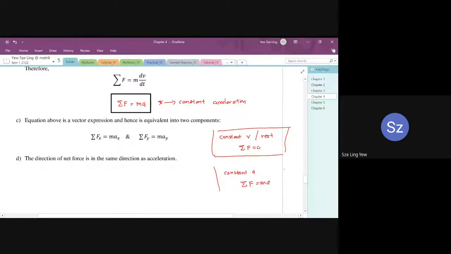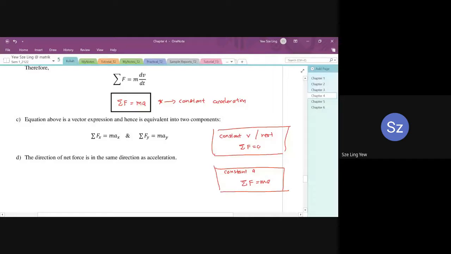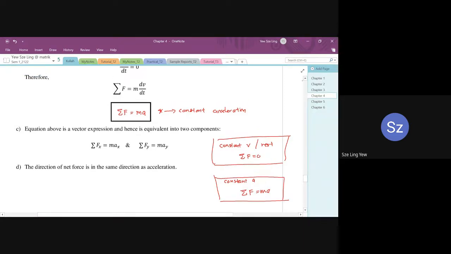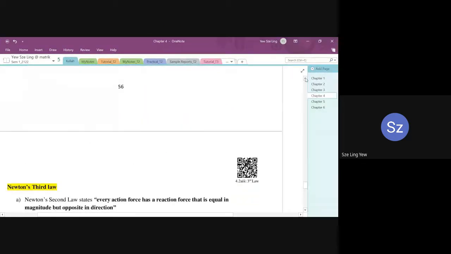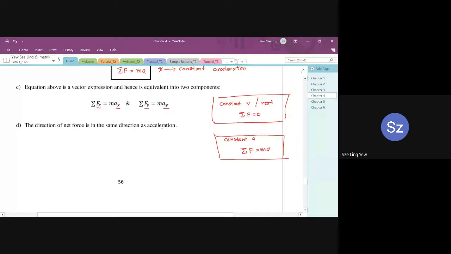You try to search for the keywords. The question will tell you what type of motion you are dealing with, whether it is constant acceleration or constant velocity. So again, since force is a vector quantity, you need to resolve it according to its components. So for instance, summation Fx equals max, summation Fy equals may. So for the x component, you look at ax, for the y component, you look at ay. So the direction of force is the same as the direction of the acceleration.